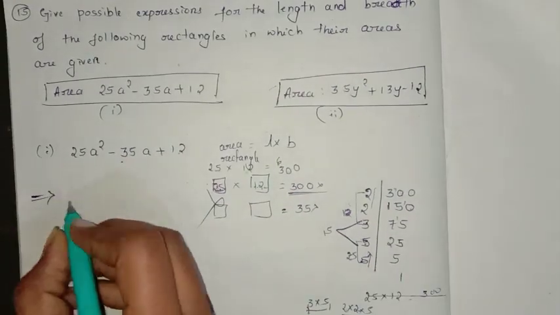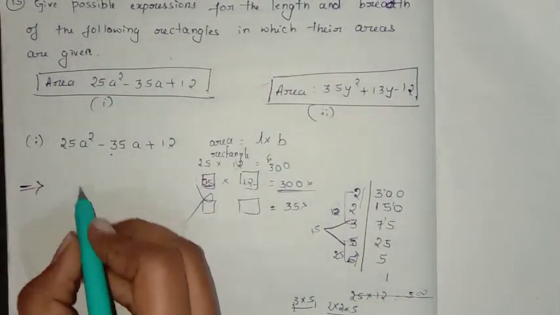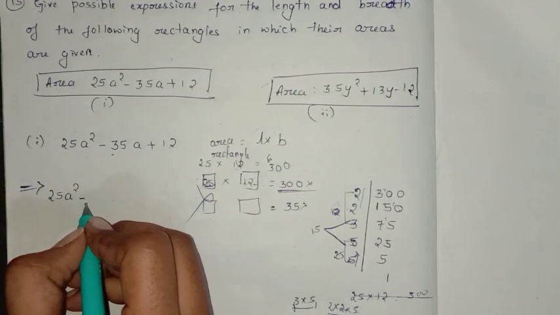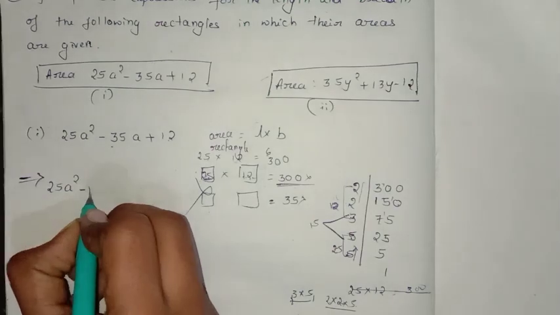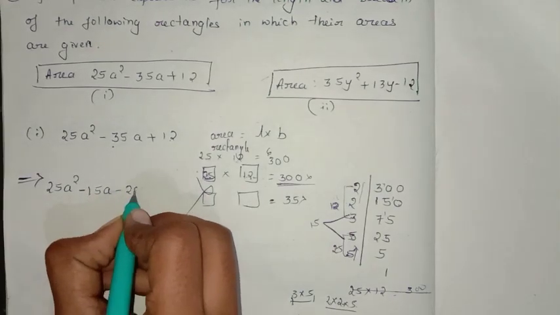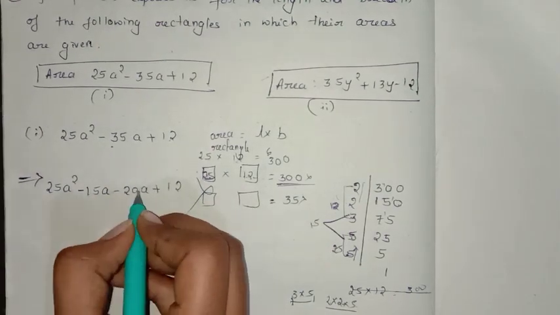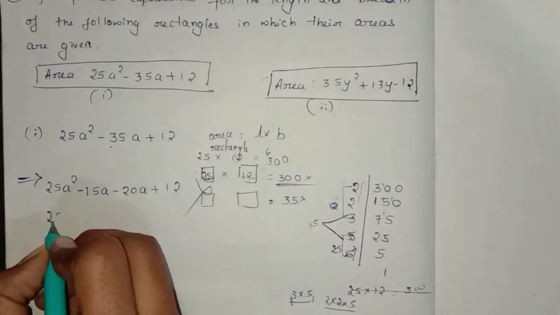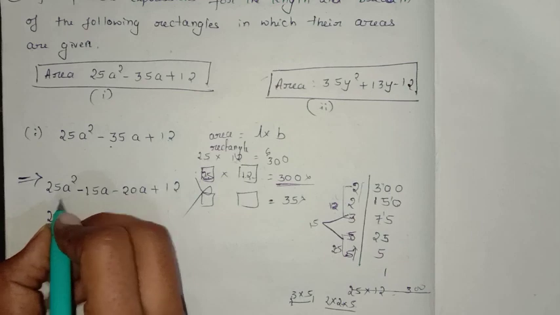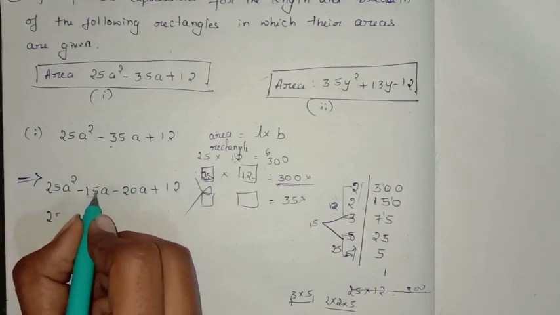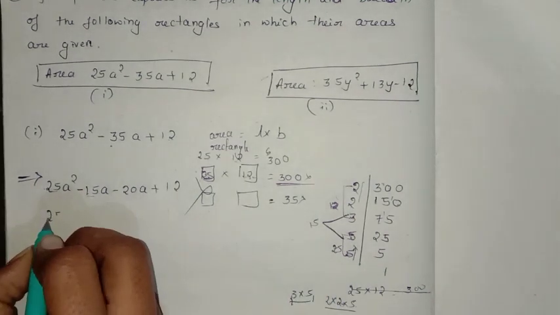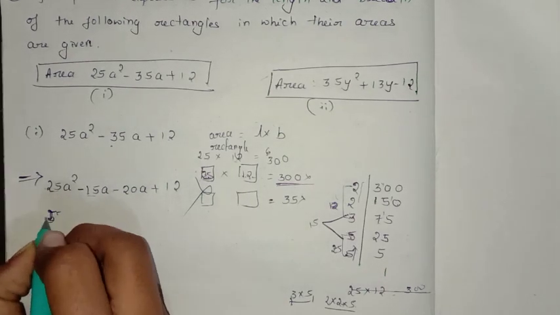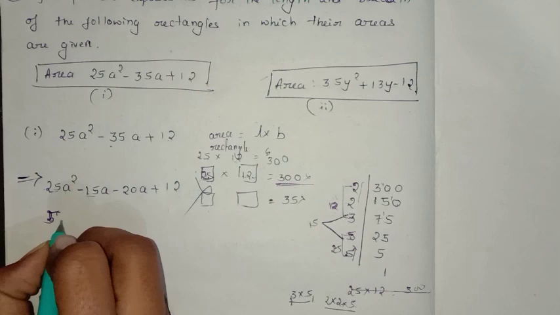Then we can write the factorization as 25a square minus 15a minus 20a plus 12. Okay, so here you can observe. Now what you have to do is take the common terms. What is the common term? You can take 25 and 15. In the 15 table 25 will not come, but in the 5 table both 25 and 15 will come. So we can take the common as 5, and from a square, a is there, so we can take a.